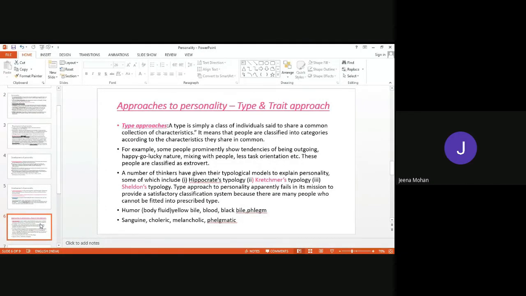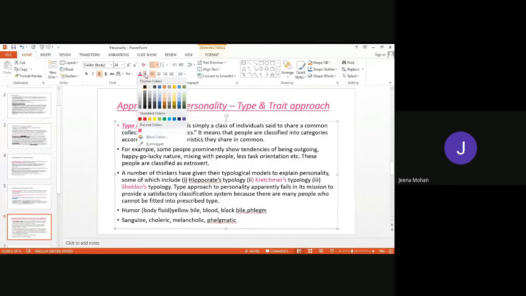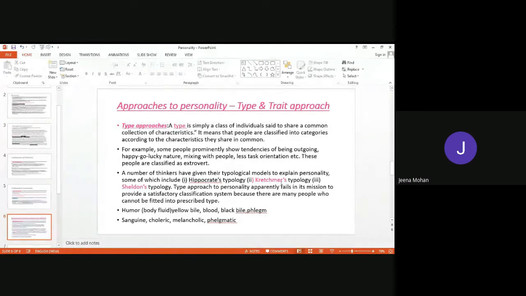Type approaches, or otherwise we can call it type theory. A personality type refers to the psychological classification of different types of people. So people are different. The word is type. So this type refers to the psychological classification of different types of people.